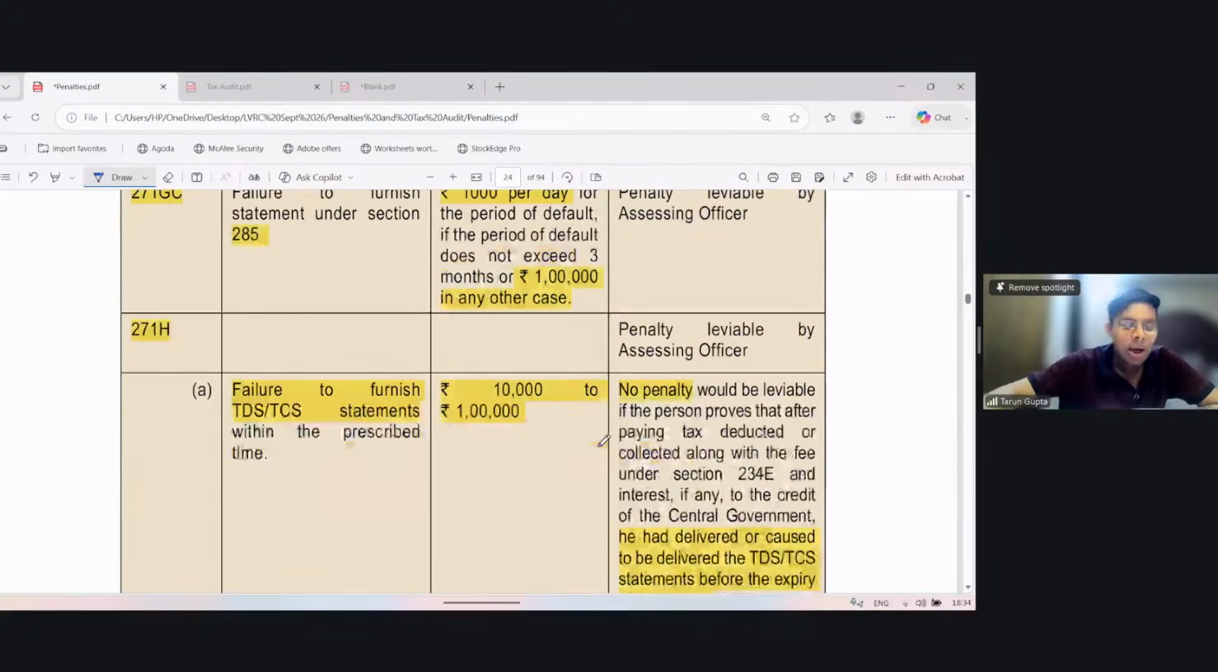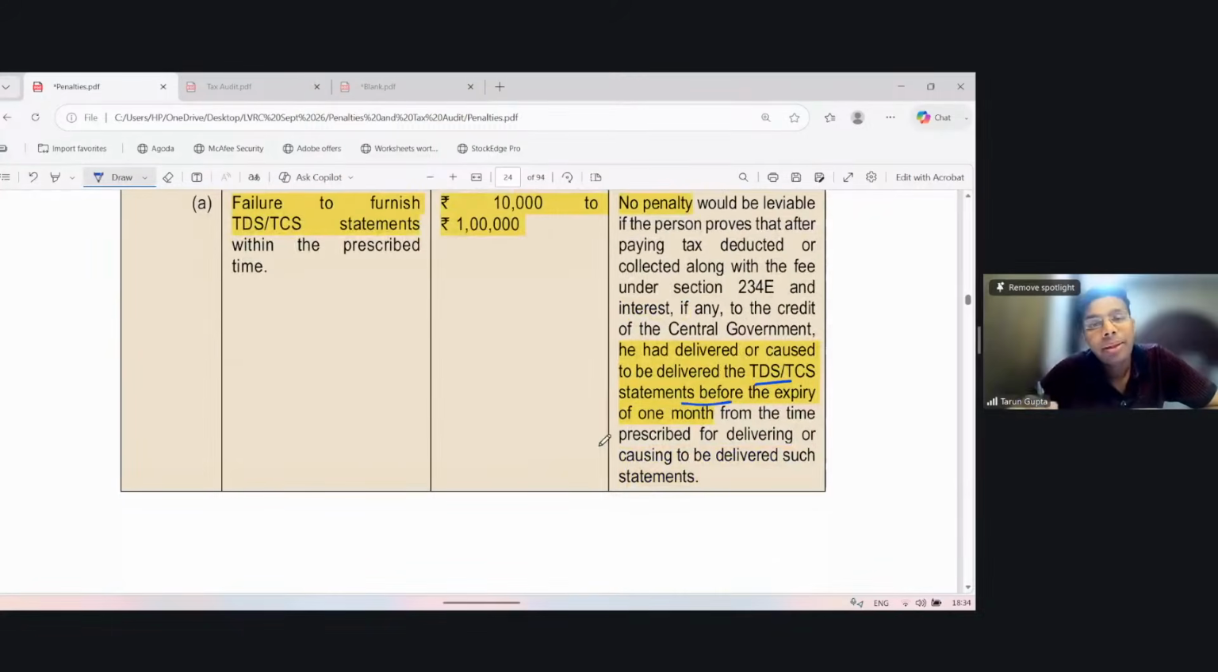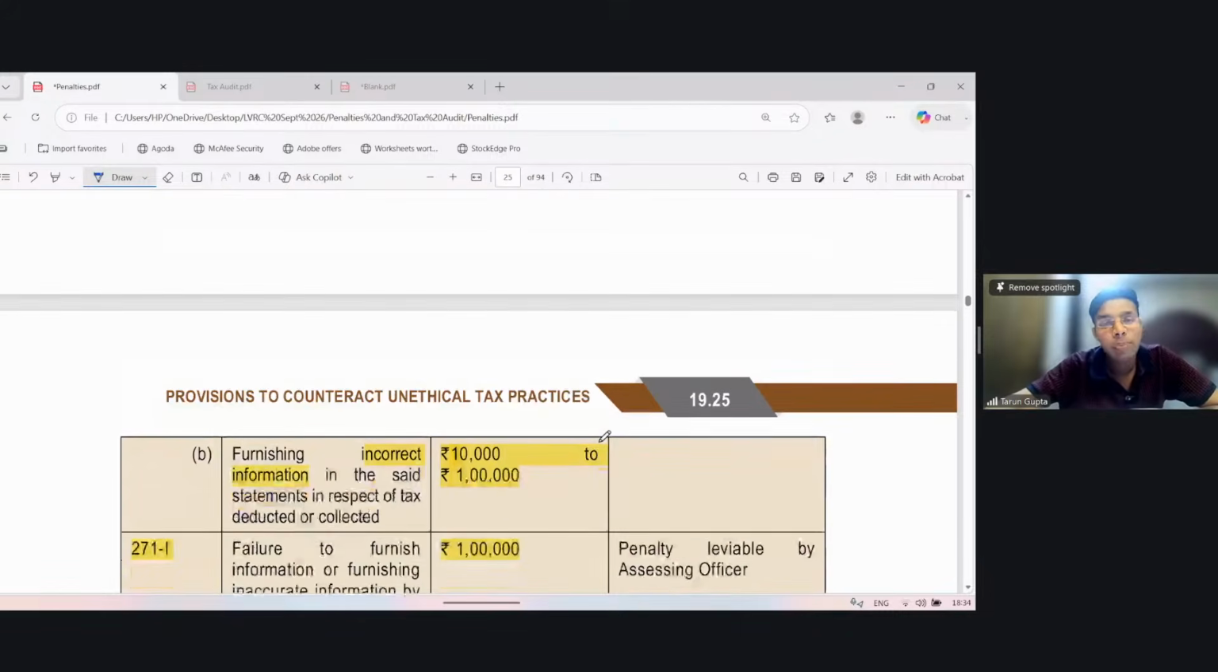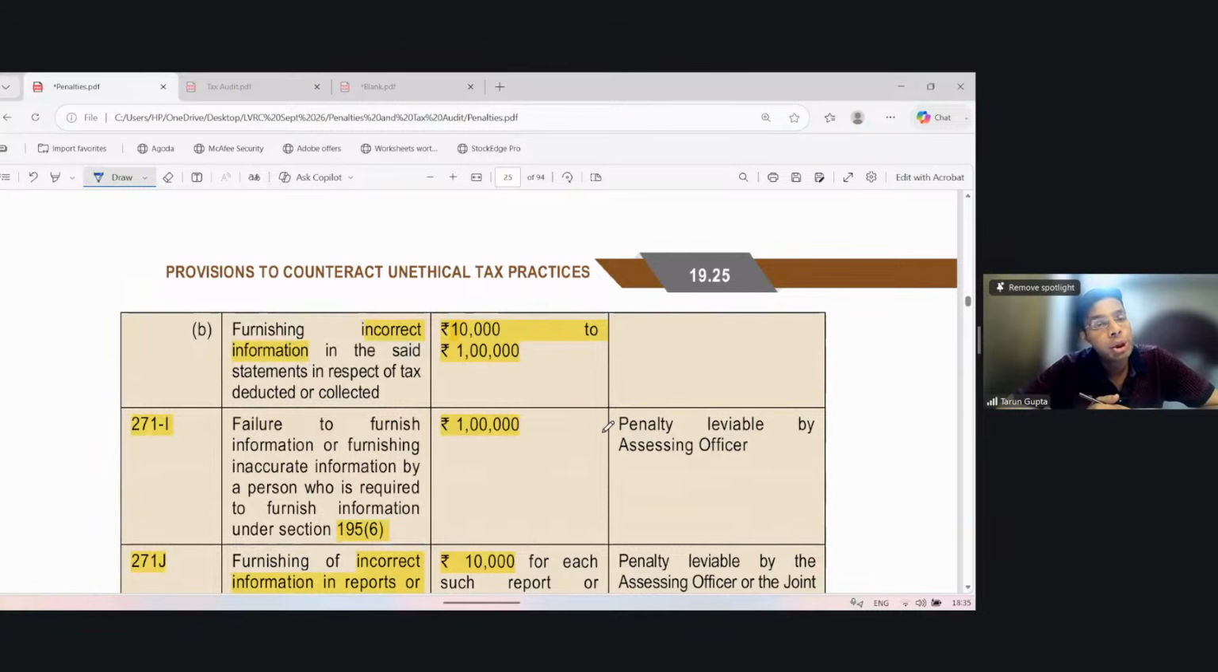271H. If the assessee failed to furnish TDS or TCS statement, TDS return, the penalty is equal to 10,000 to 1 lakh. However, no penalty is levied if the person had delivered the TDS or TCS return before the expiry of 1 month from the time prescribed. Okay, so a grace period of 1 month is given. However, if an assessee furnished incorrect information in the TDS or TCS return, then also there is a penalty of 10,000 to 1 lakh. When there is a range, then it's up to the discretion of the authority levying the penalty whether it wants to levy 10,000 or 1 lakh or any amount in between. Okay.